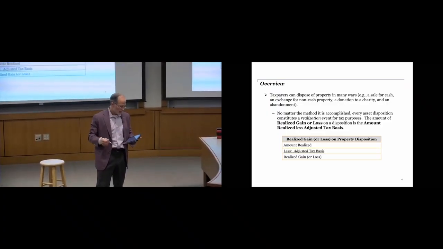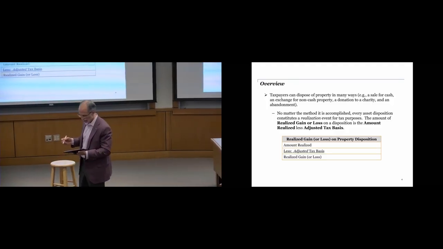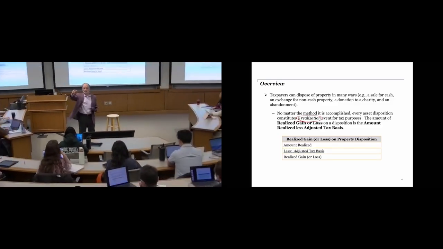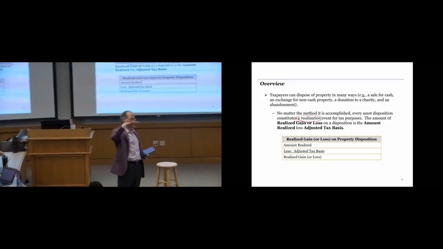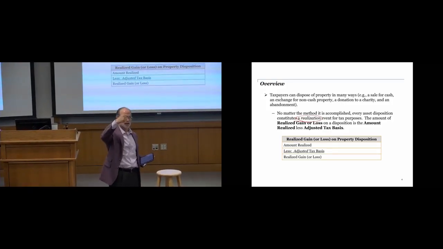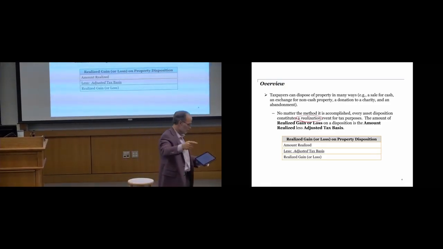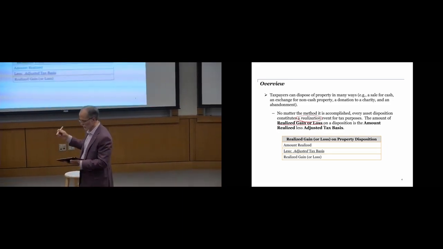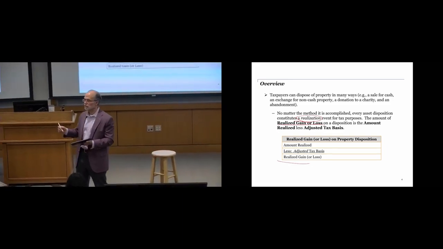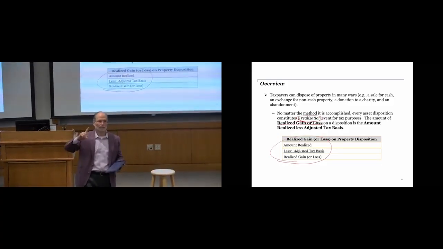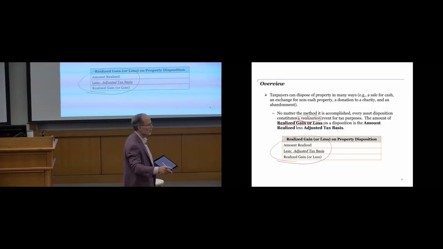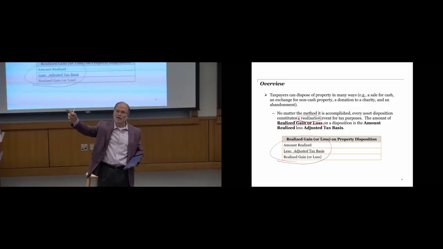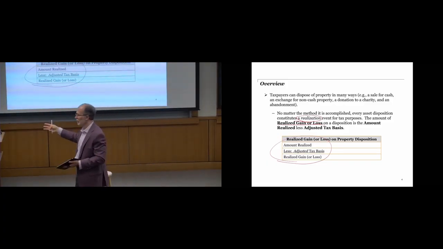No matter what method that is accomplished, every asset disposition constitutes a realization event. So remember, realization is the economic transaction. Nothing's been on the tax return yet, but there's been a transfer, an exchange, for tax purposes. And the amount of the realized gain or loss on a disposition is simply the amount realized less the adjusted tax basis. Doesn't matter how big of a company I'm dealing with, how sophisticated, what the asset is: what was your amount realized, what was your adjusted tax basis, that's your realized gain or loss.